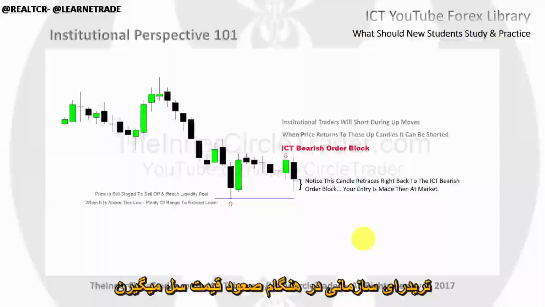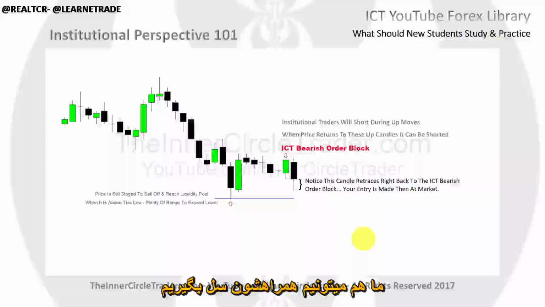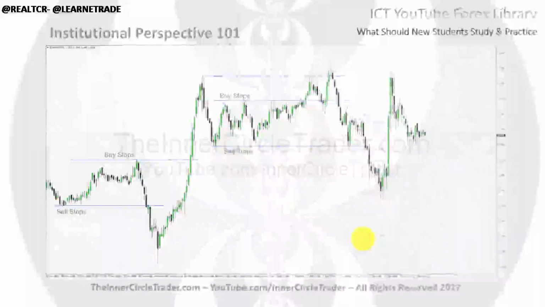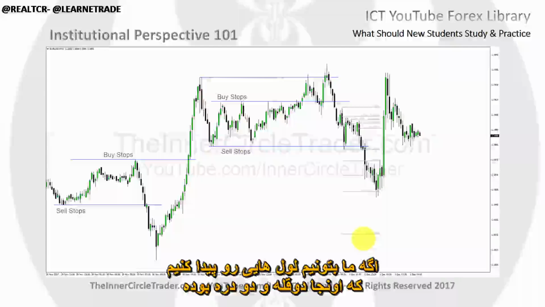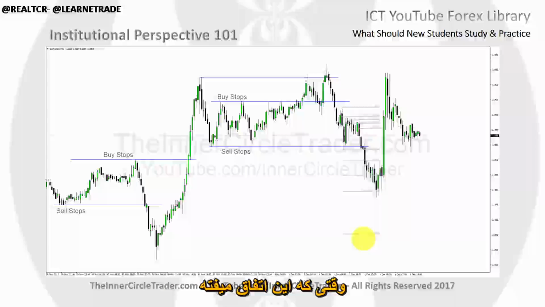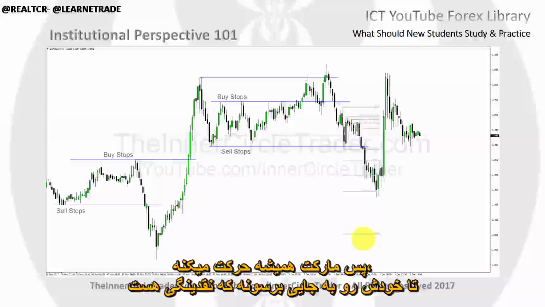Institutional traders will short during up moves. Now, when price returns back to these up close candles, we can be shorting it as well. All right, so now back to our example here. If we can find levels that have double tops and double bottoms, and the market will want to go through them, once this occurs, chances are the market's going to go the opposite direction until it reaches another area of liquidity. So the market's always gyrating back and forth, seeking liquidity above the marketplace and below the marketplace.